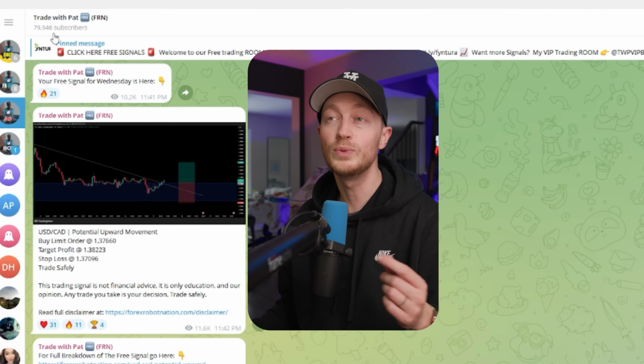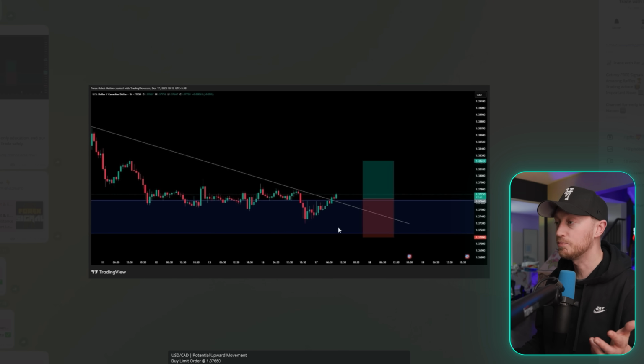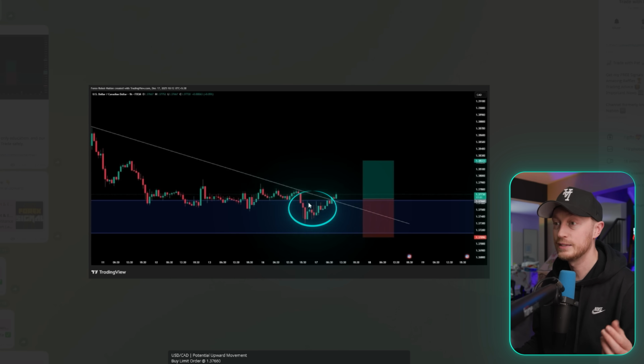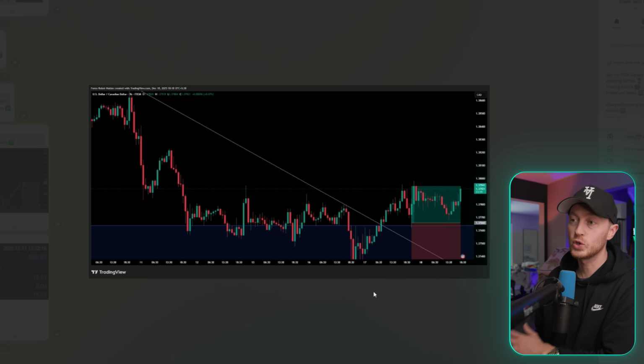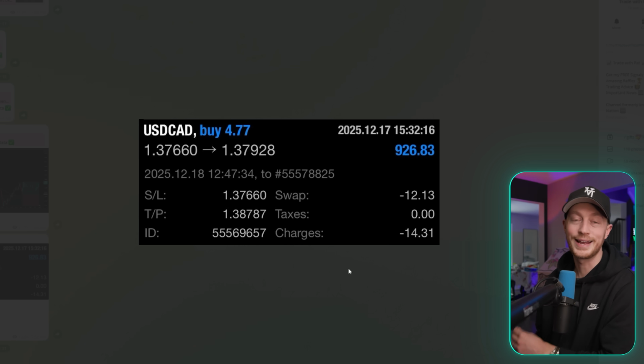Currently, we have close to 80,000 members in here. This was the last trade that I sent. You could see price was at a level that I liked. The trade opened. I quickly was in profit, and then I ended up closing this trade a little bit early because news was coming and I was able to make a nice little profit.